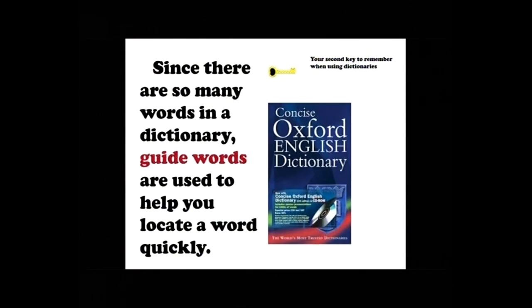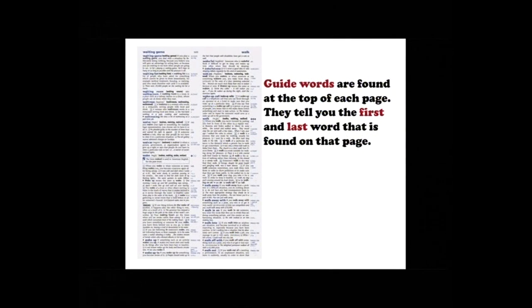That's right. Since there are so many words in a dictionary, guide words are used to help you locate a word quickly. What's a guide word? Ma'am, on a page there will be two words. The top left word will be the first word on that page, and the word on the right will be the last word on that page. So these are guide words.